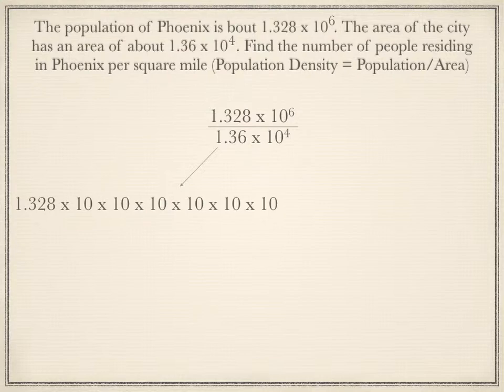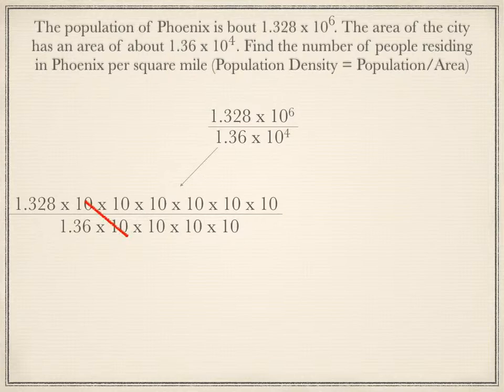So we've got 1 and 328 thousandths times 10 times 10 times 10 times 10 times 10 times 10, because remember, that's what 10 to the 6th means. And 1 and 36 hundredths times 10 times 10 times 10 times 10. Now note that we can divide top and bottom. Since we only have multiplication and division, we can divide and multiply in any order.